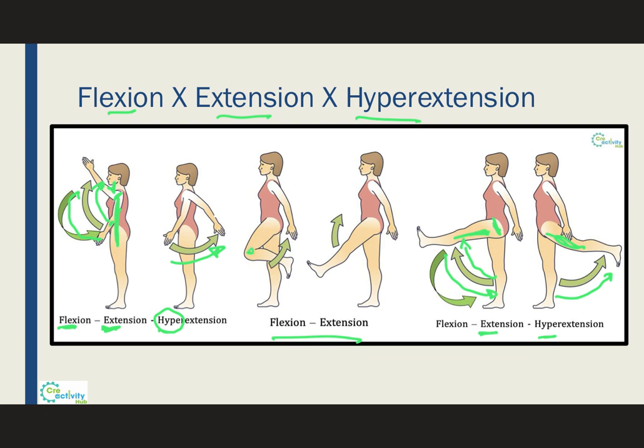And in the middle, we have movement that's occurring at the knee. And at the knee, we don't have hyperextension, because if you were to bring your knee past the joint, this will break your knee, right? So therefore, when you're bending your knee posteriorly, this will be flexion, and when you bring it back into anatomical position, this will be extension. So there is no hyperextension on the knee.